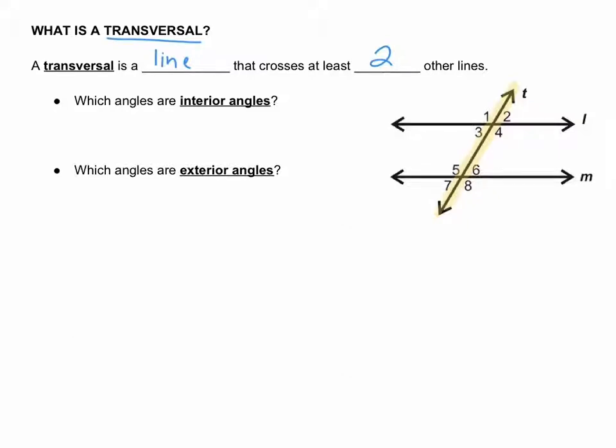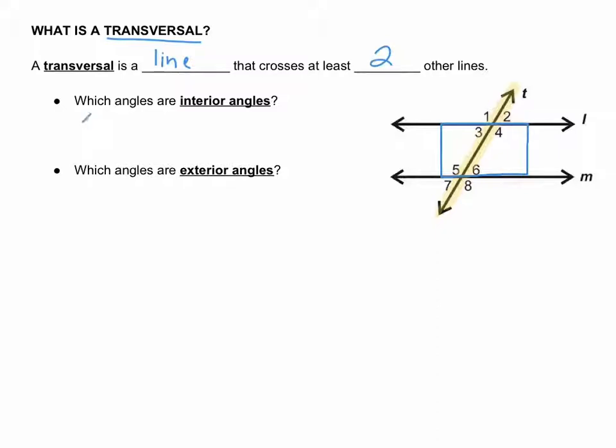Some of these angles are interior angles and some are exterior angles. But how do we tell the difference? Let's think about line L and line M as being like the walls of a house. So I've got this house, this box in blue that I've drawn in, with L and M as 2 of the walls.